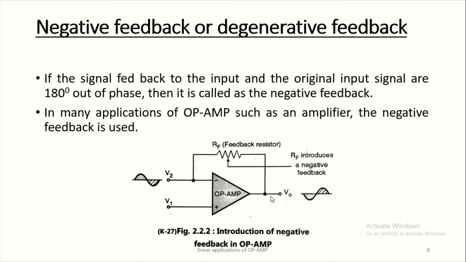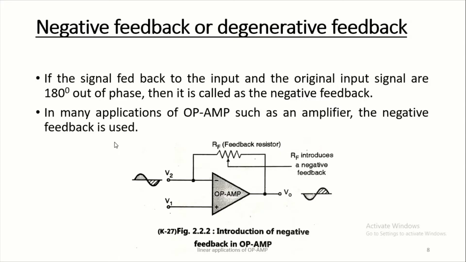If the signal fed from the output to the input side has a 180 degree phase shift with the input signal, it is called a negative feedback. If the signal fed back to the input and the original input signal are 180 degrees out of phase, then it is called a negative feedback. And in positive feedback, the part of the output that is fed back to the input side is in phase with the input signal. In many op-amp applications such as an amplifier, negative feedback is used.